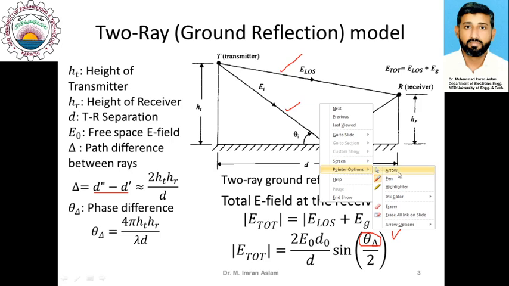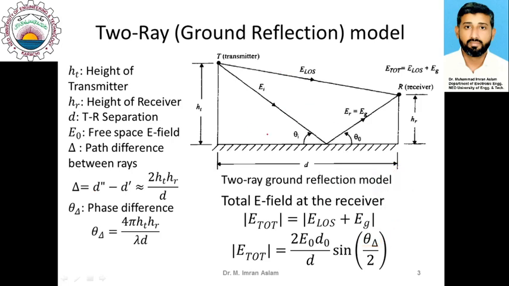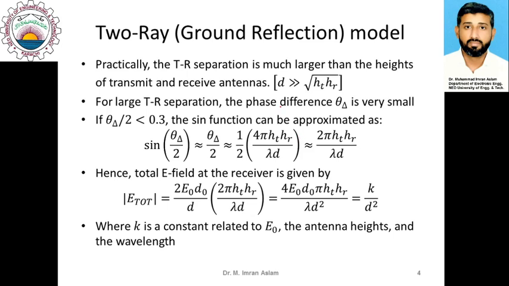So the relevant phase difference would also get reduced. What I want to explain is that for most of the practical cases, theta delta is actually a small value, and with this small value of theta delta, we can further approximate the expression that we obtained last week. For the case where the TR separation is greater than the height of the transmitter and receiver antenna, we represent this relationship mathematically by saying that d is much greater than the square root of HT HR. In that case theta delta is a small number, for example, such that theta delta by 2 is smaller than 0.3 radians.